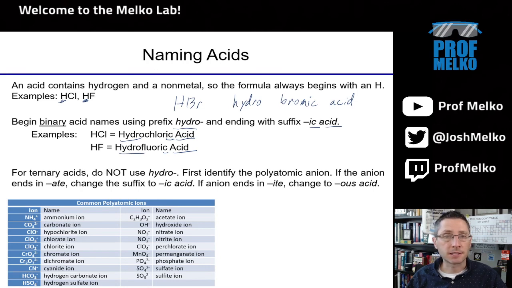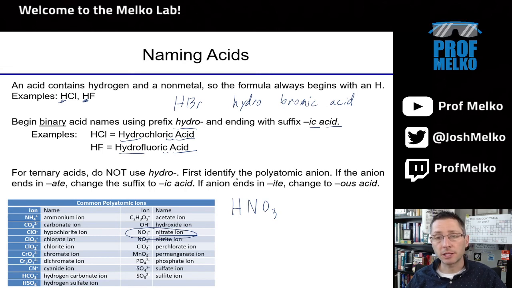For ternary acids, it's a bit more complicated. You have to remember one extra rule. Ternary acids are an H combined with a group of atoms, one of which is going to be oxygen, so sometimes they're called ternary oxyacids. Ternary means 3 elements are involved. So let's look at maybe HNO3. This is hydrogen combined with nitrate ion.